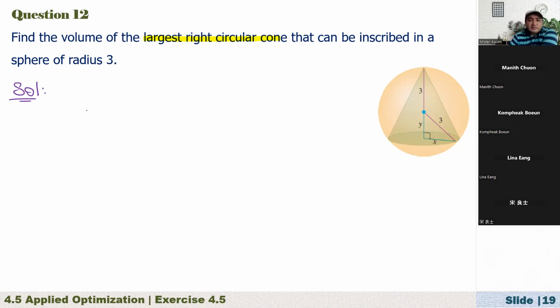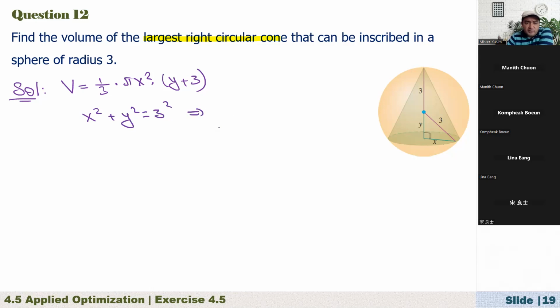So now, what is the volume of the cone? 1/3 times base area pi x squared, and height. And what is the height? It is y plus 3. So we are going to maximize this, right? So what do we know about x and y? As you see here, they form a right angle triangle. So this equation connects x and y: x squared plus y squared is equal to 9, or 3 squared.